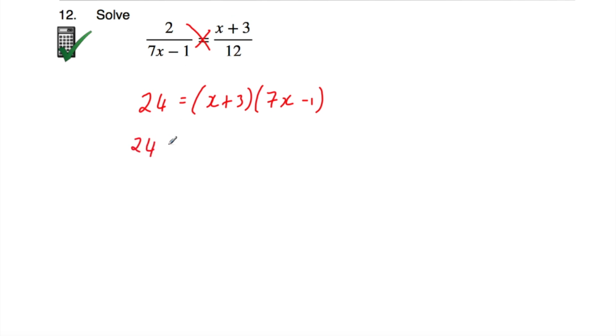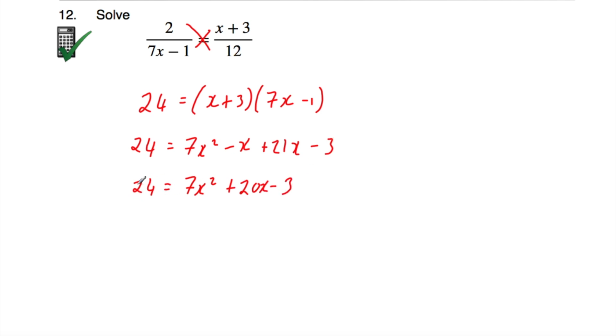So 24 equals x times 7x, that's 7x squared. X times minus 1, that's minus x. 3 times 7x, which is plus 21x. And then 3 times minus 1, that's going to be minus 3. And then if we simplify these x's here, we're going to have 24 equals 7x squared. And then we've got minus 1x plus 21x, that'll be 20x. So plus 20x, and then we've still got our minus 3. Don't forget the x, minus 3.